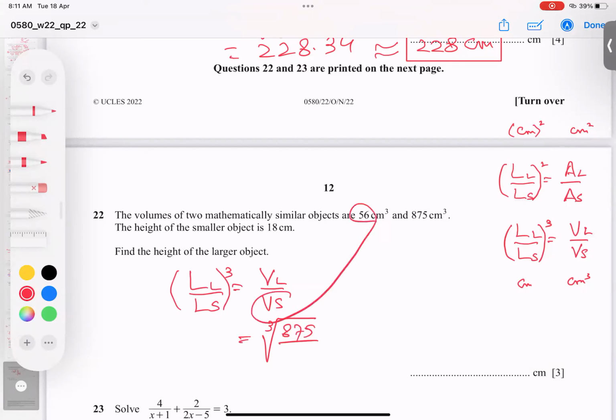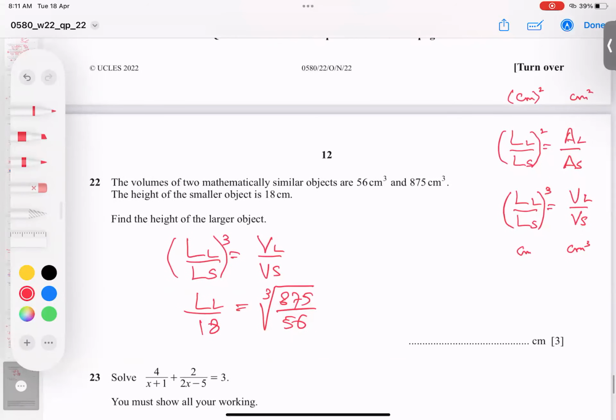Volume of small is 56, my students. Length of large unknown, length of small is 18. So I simply type in calculator, and I hope you got the idea. So length of large is 18 times 2. What is this answer? Let me type in calculator.